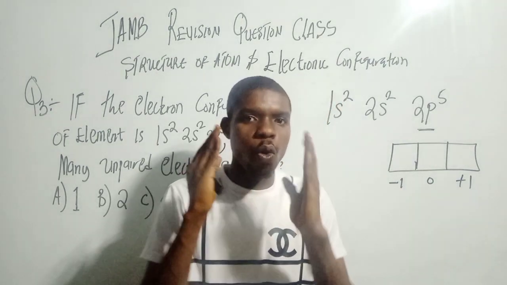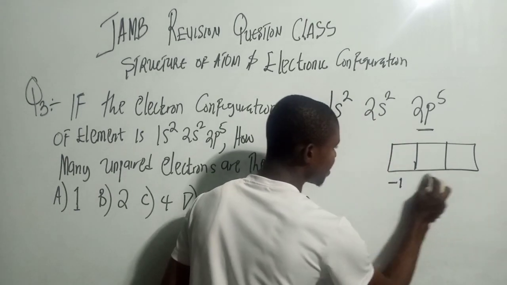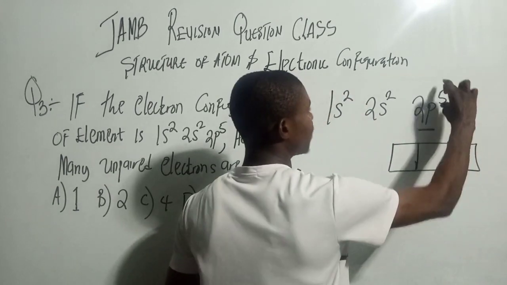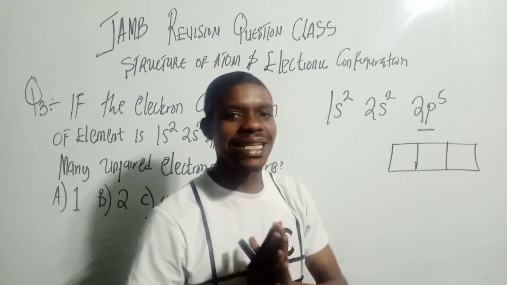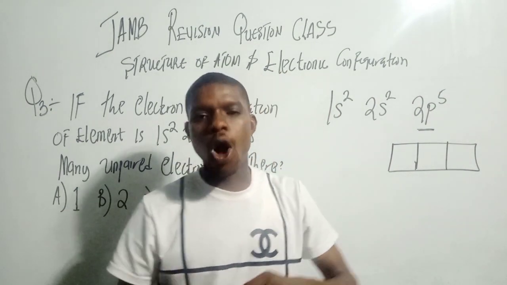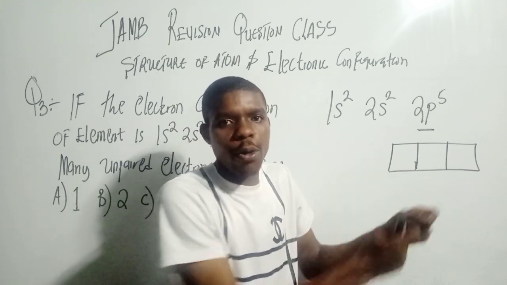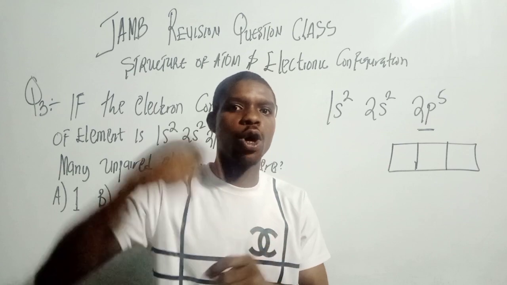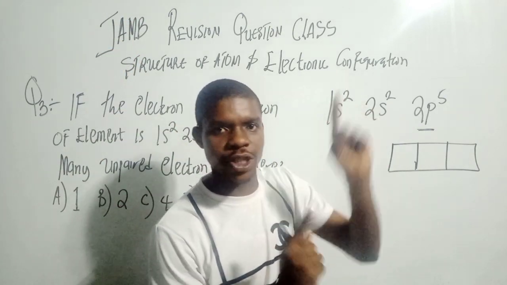When I talk about quantum numbers in detail, you will understand this better. So for now, let's remove it. Now we want to fill in 5 electrons, because how many electrons do we have here? 5. According to Hund's rule, when filling electrons into sub-orbitals, electrons must spin up before spinning down.